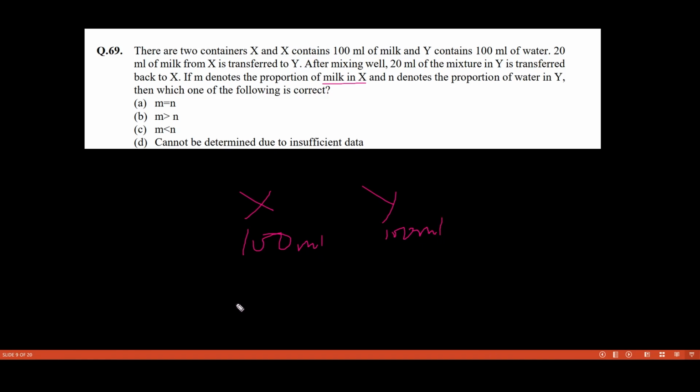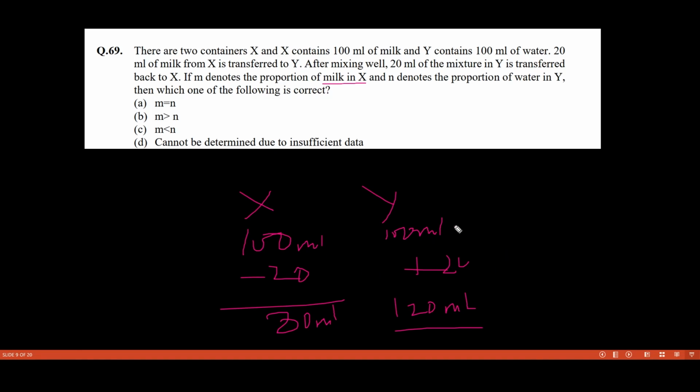Now you are going to transfer 20 milliliter from here to here. So 20 milliliter of milk from X, so X becomes 80 milliliter and Y becomes 120 milliliter. Now let's see how much water and how much milk is there. We know that 20 milliliter of milk is there and 100 milliliter of water is there.